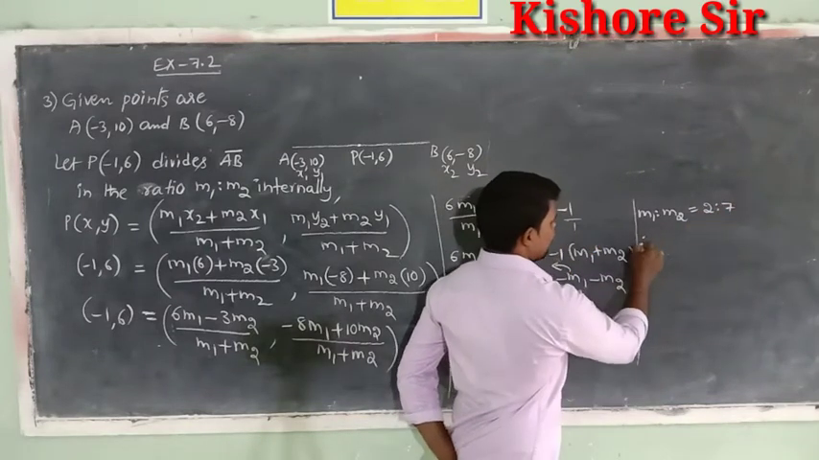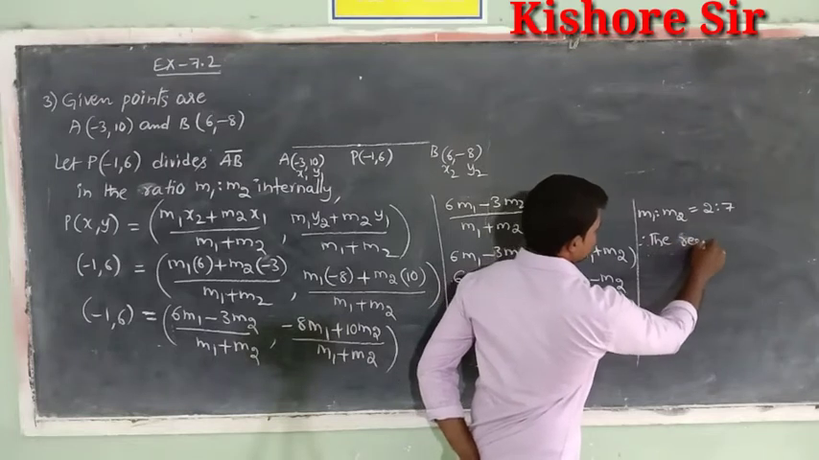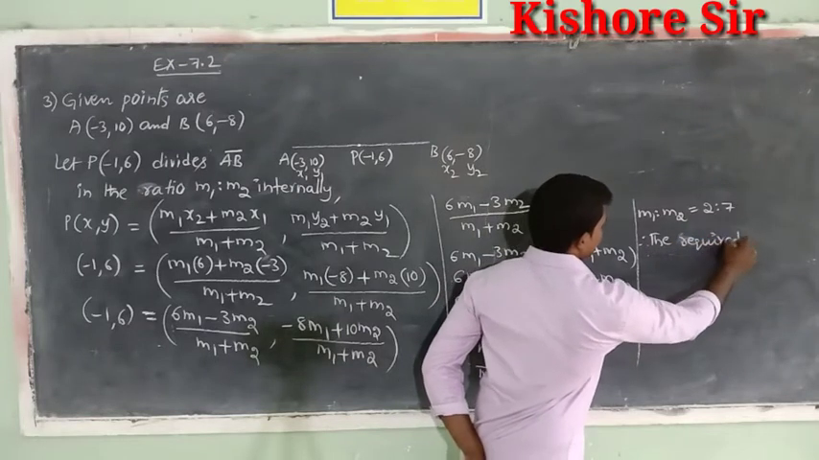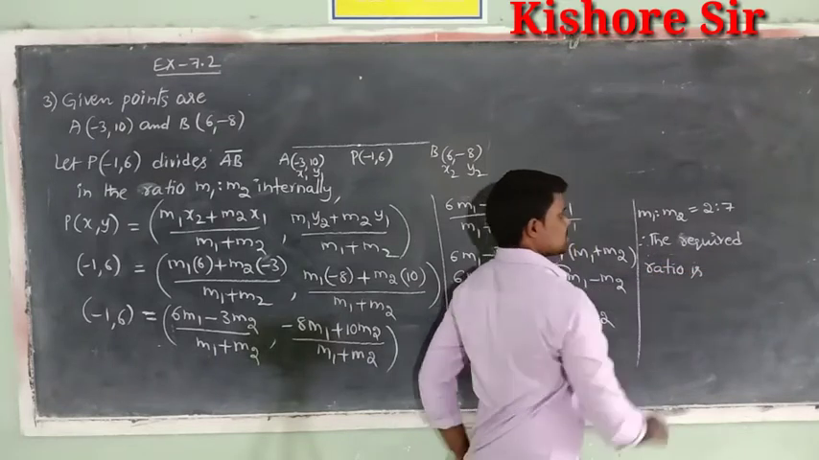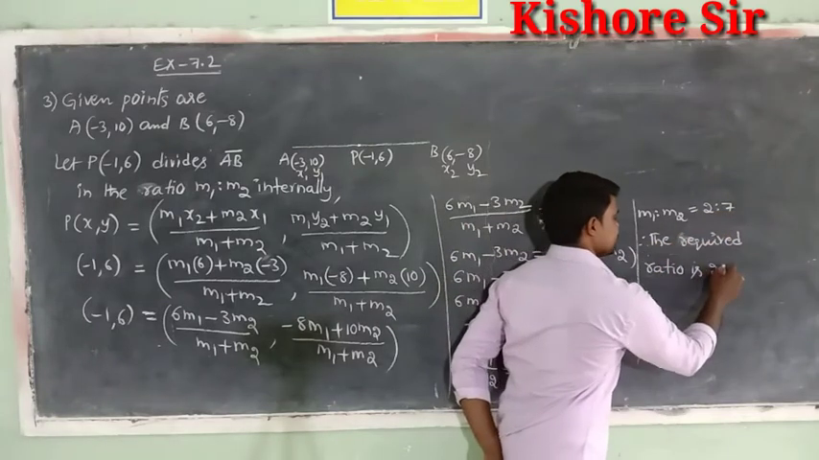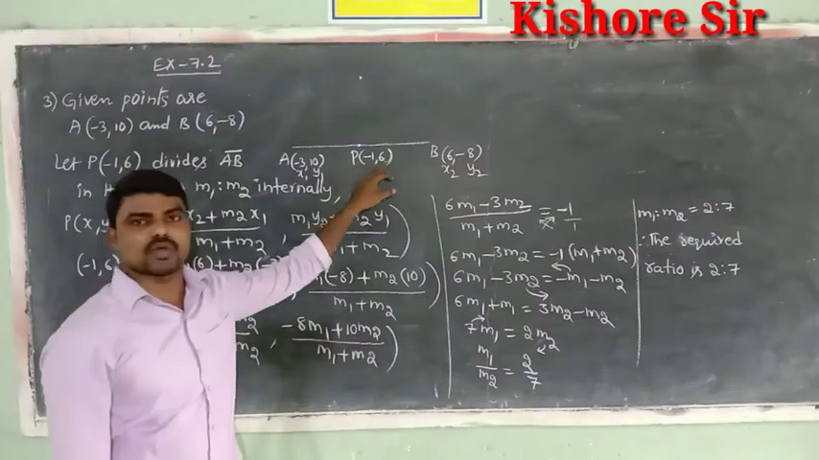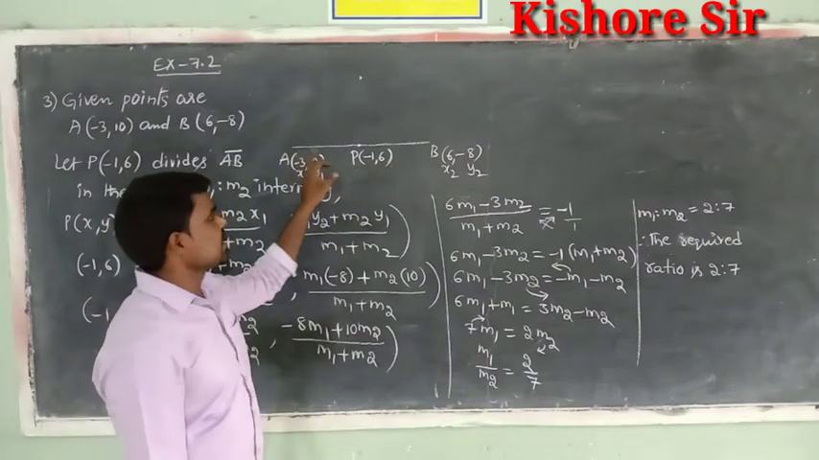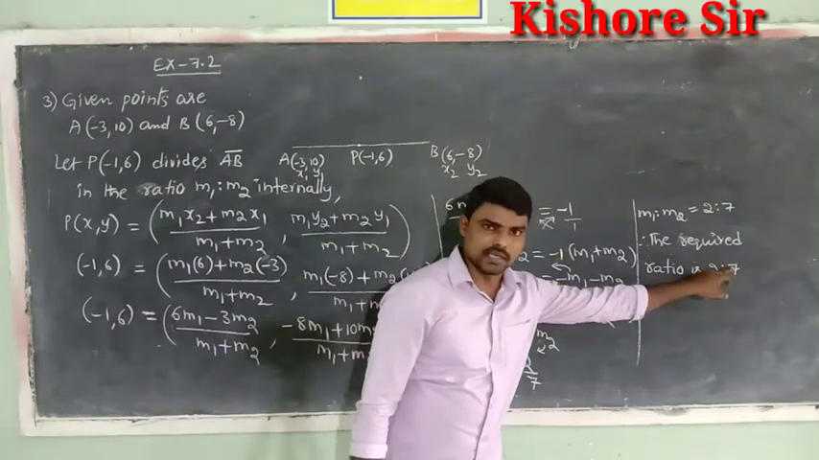So therefore the required ratio is 2 is to 7. So here P(-1, 6) divides the line segment AB in the ratio 2 is to 7.